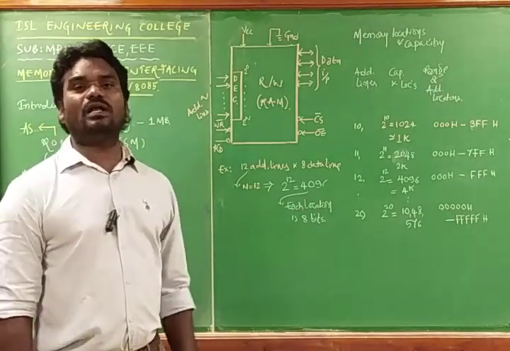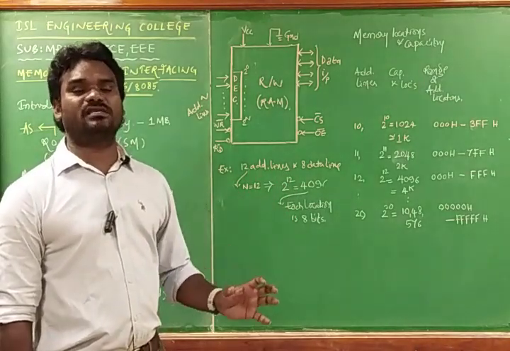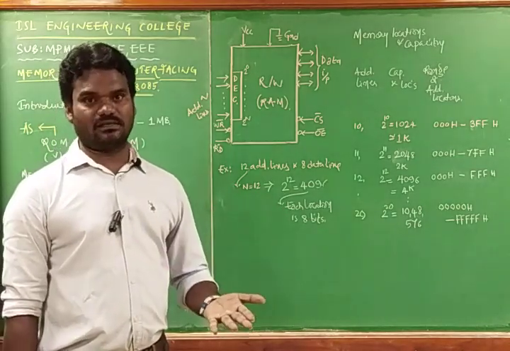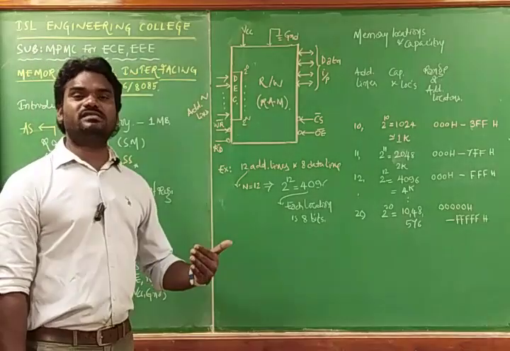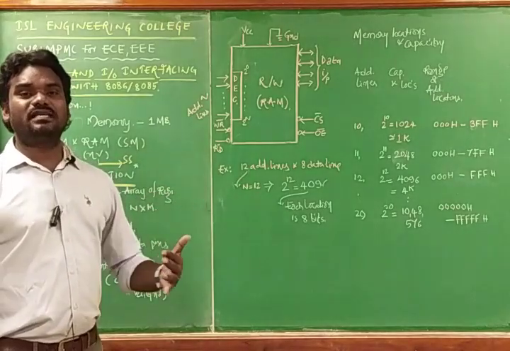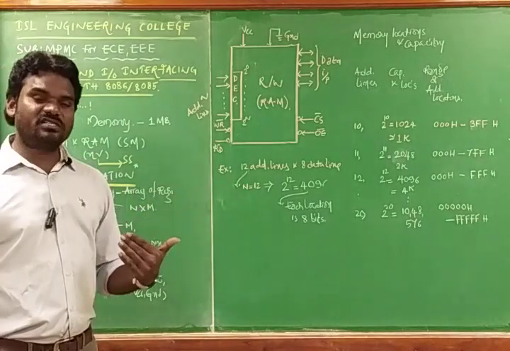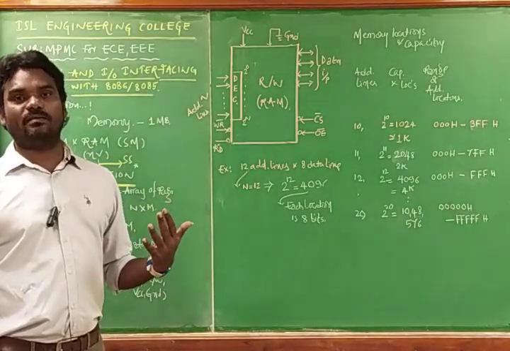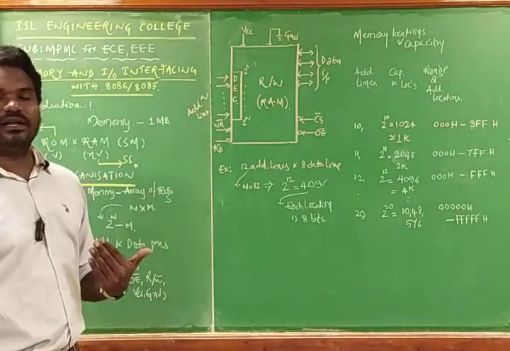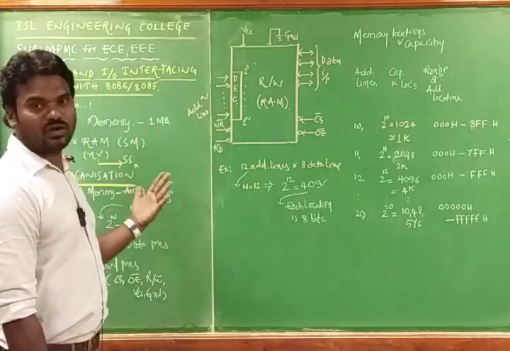Here you have to understand one point: the number of address lines of a processor defines the total capacity of memory which can be accessed. The 8086 microprocessor has a 20-bit address, with 20 address lines, such that it defines 2 power of 20 memory locations. 2 power of 20 memory locations is nothing but 1 megabyte of memory, and that 1 megabyte can be simply accessed by the 8086 microprocessor.